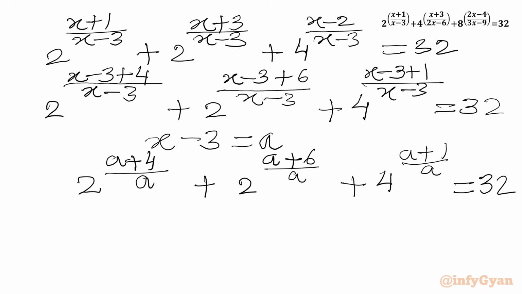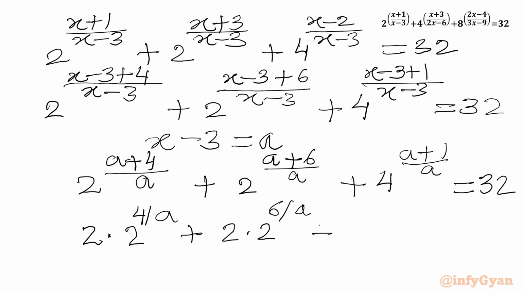Now we will divide a plus 4 over a. So we will get 2 power 1. So I am writing 2 times 2 power 4/a plus 2 power 1, so 2 times 2 power 6/a plus 4 power (a+1)/a. We will write 4, which is 4 power 1 times 4 power 1/a, will be equal to 32.